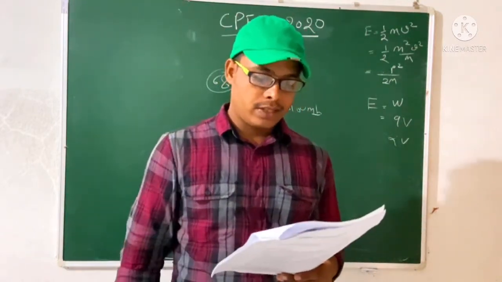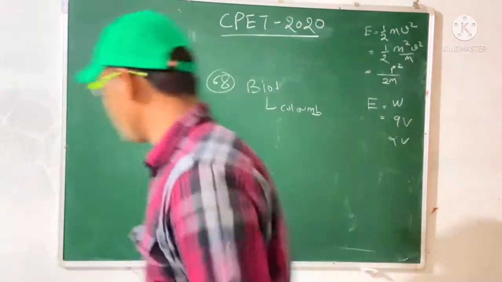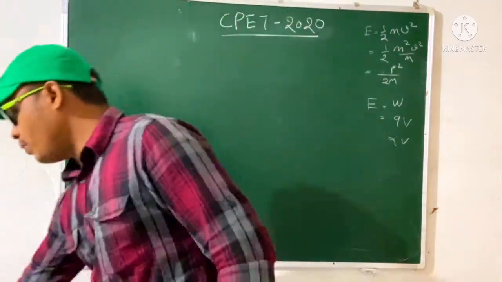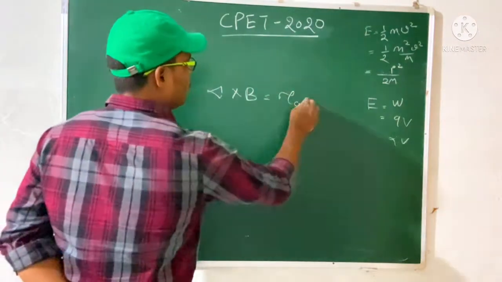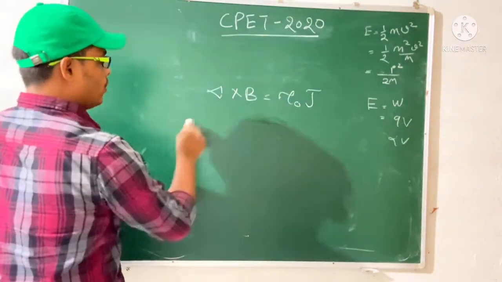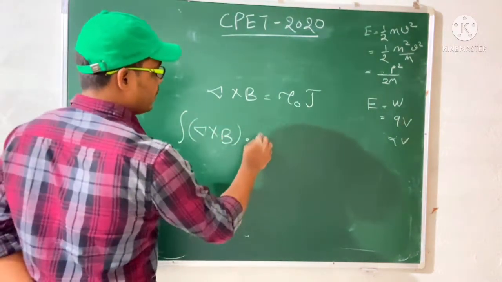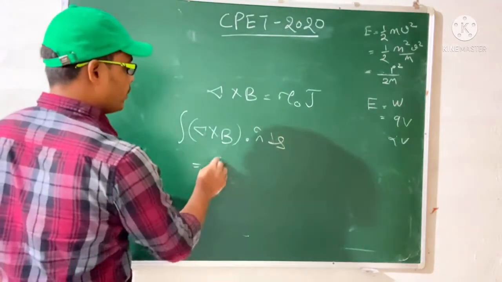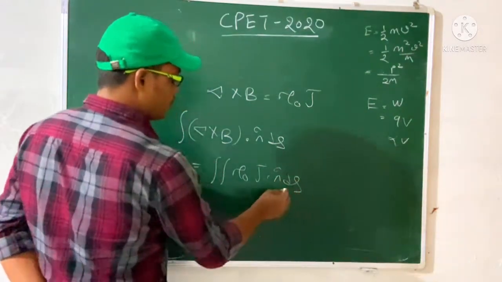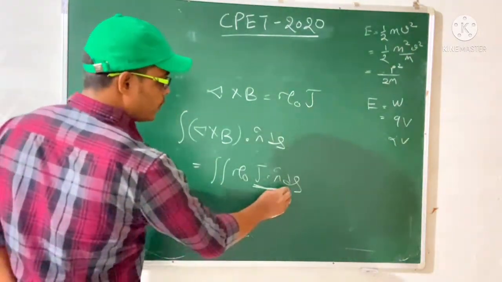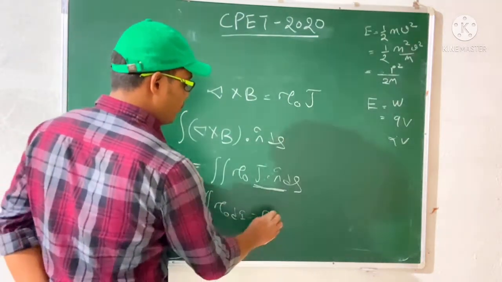Then question number 69: the Ampere's law is based on which theorem? What is Ampere's law? We know that del cross B equals mu naught J. If you take del cross B dot n cap ds, this is nothing but mu naught into J dot n cap ds. So what is J dot n cap ds? This is nothing but mu naught into di, so that will give you mu naught into I.